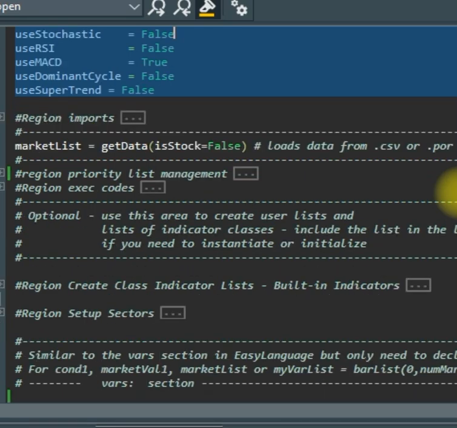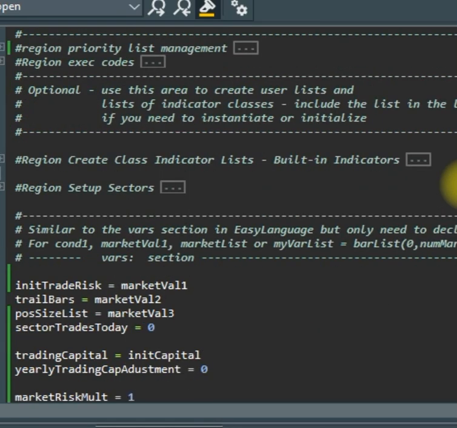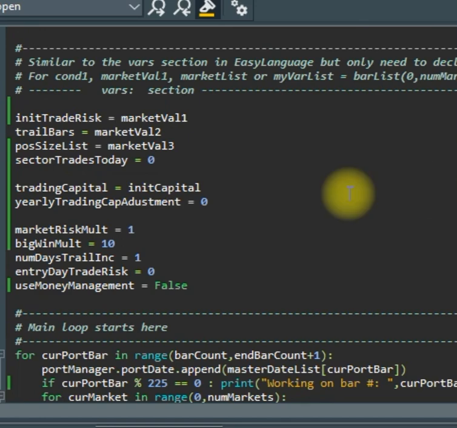Okay, we're not going to do any money management. We're going to keep that to a minimum. This has to do with the sector analysis and the position sizing. We will not talk about those today. We're going to talk about a net trade risk, and we're going to talk about trail bars. Remember, these are variables that are specific to each market, so we have to define them as a market val 1 or market val 2, and those are built-in lists.